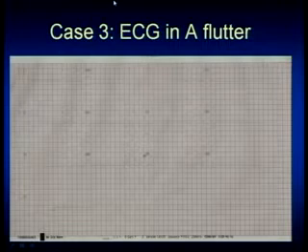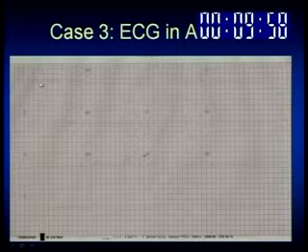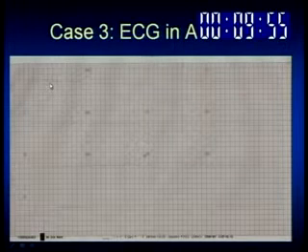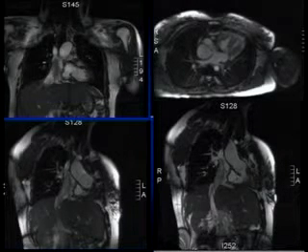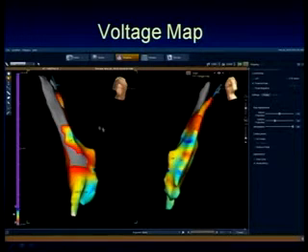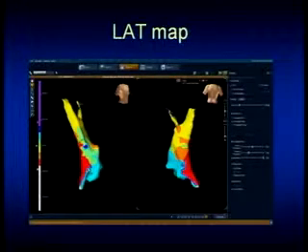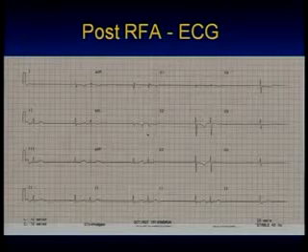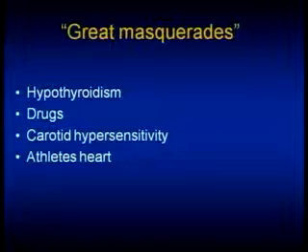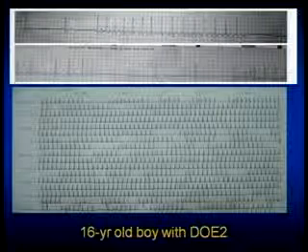Sorry for the clarity. We can see this is an atrial flutter with a varying AV conduction. We can see the P waves here, and it shows very low amplitude P waves. This patient had a Fontan circulation, a lateral tunnel within the atrium. This is a scarred area, with extensive scarring of the sinus nodal region. We ablated and it resulted in a pause. This is another condition where the underlying sinus node is diseased, and at the time of discharge, the patient is in junctional rhythm. We can have great masquerades like hypothyroidism, drugs I mentioned, carotid hypersensitivity, and athlete's heart.